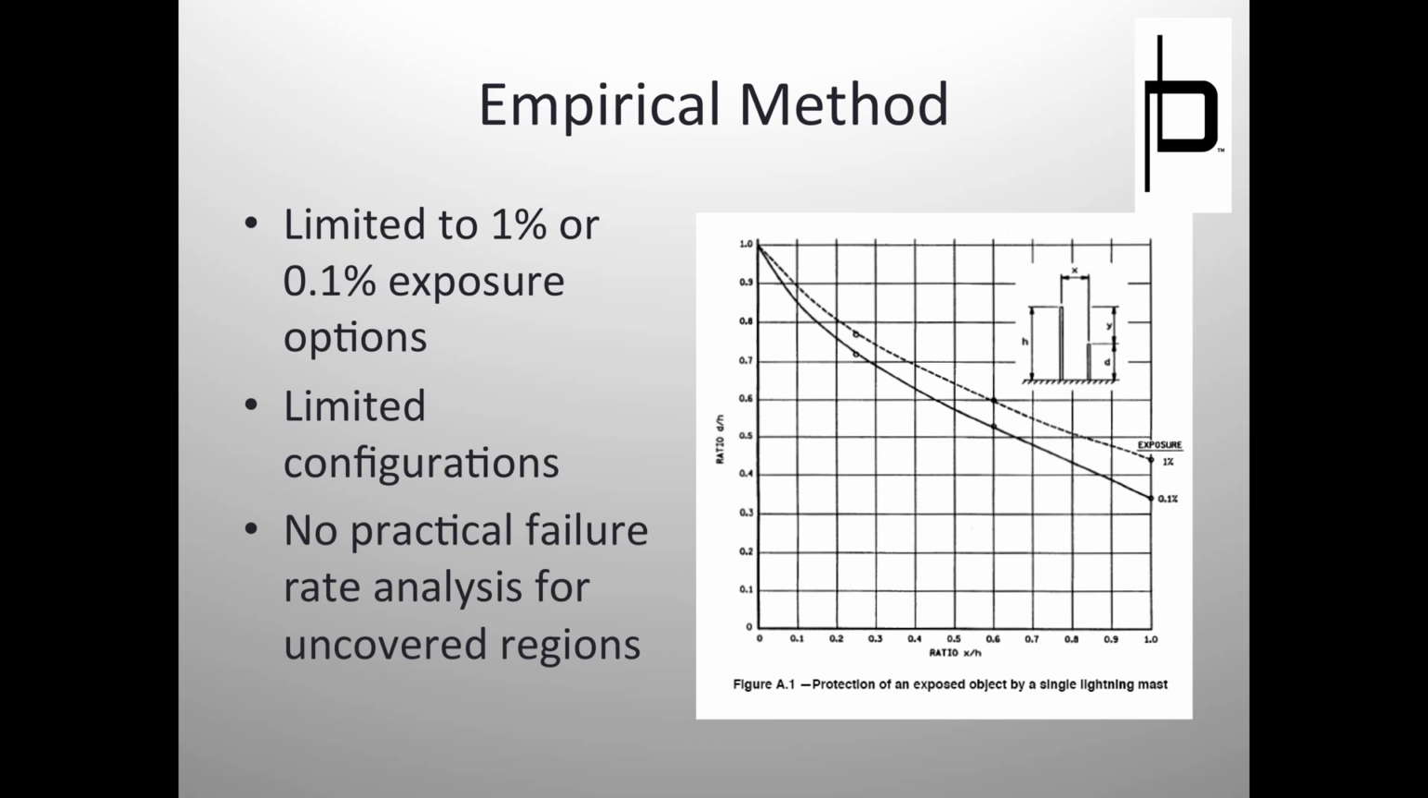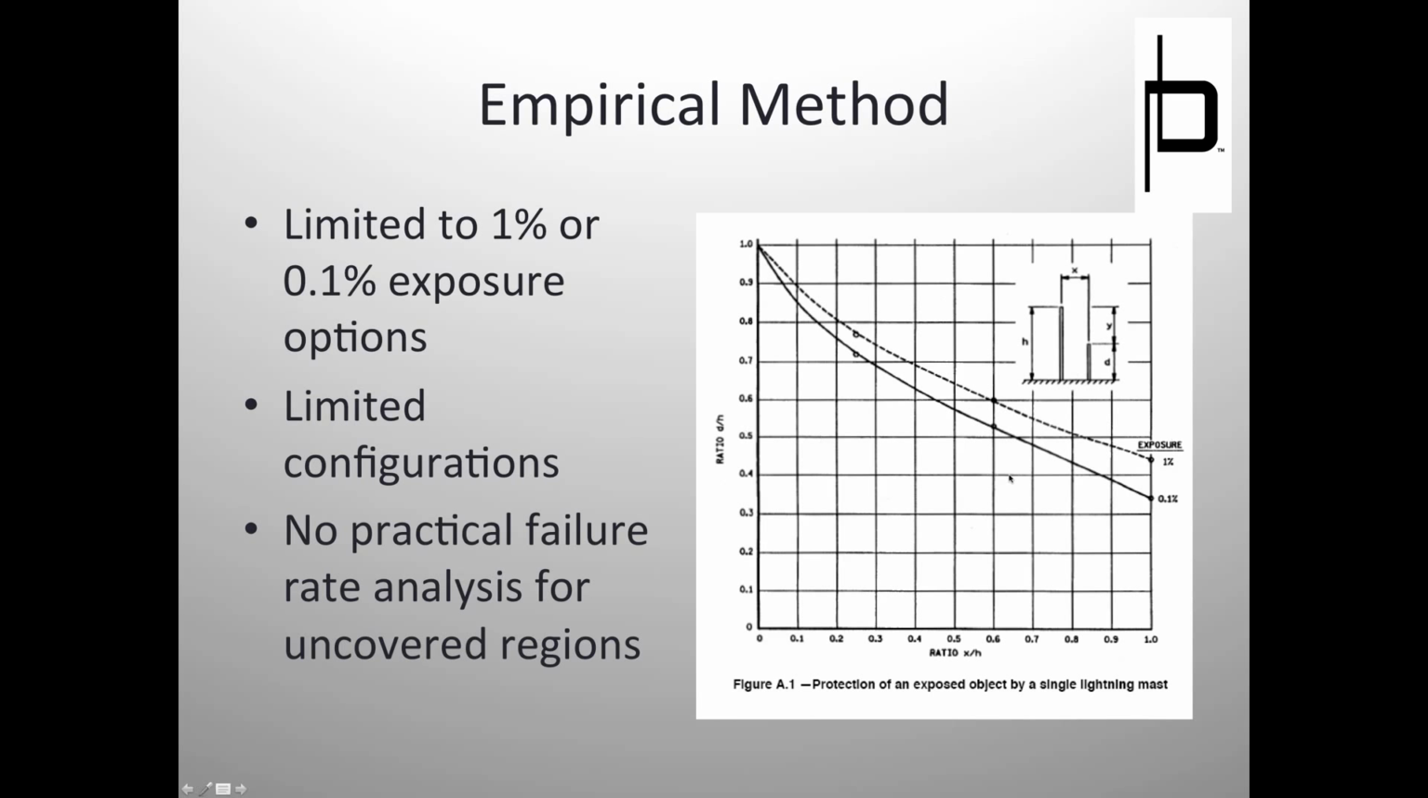Remember we said that the fixed angle method has binary protection analysis. Everything's either protected or not protected, right? This gave us some better options. It gave us a 1% or a 0.1%, as opposed to either 100% protected or 0% protected. It gave us 99% protected and 99.9% protected. But you're still limited to those. So it's a little bit better than binary. We're getting a couple more options, 1% and 0.1%, but we're limited to those.